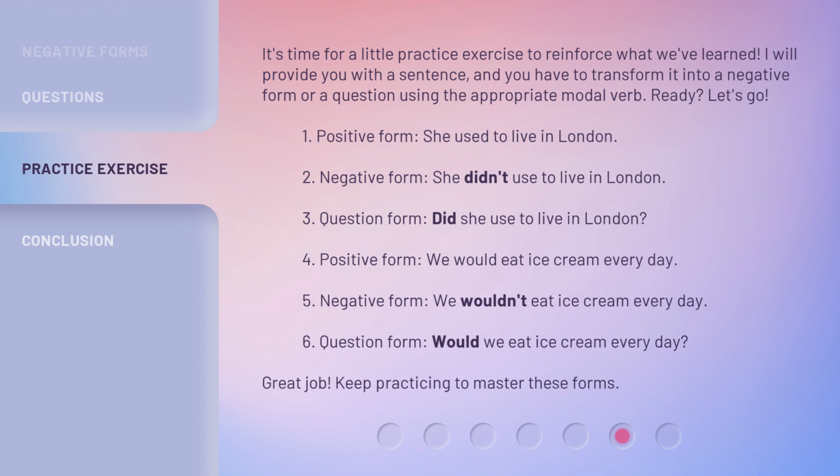2. Negative form: she didn't used to live in London. 3. Question form: did she used to live in London? 4. Positive form: we would eat ice cream every day. 5. Negative form: we wouldn't eat ice cream every day. 6. Question form: would we eat ice cream every day? Great job! Keep practicing to master these forms.